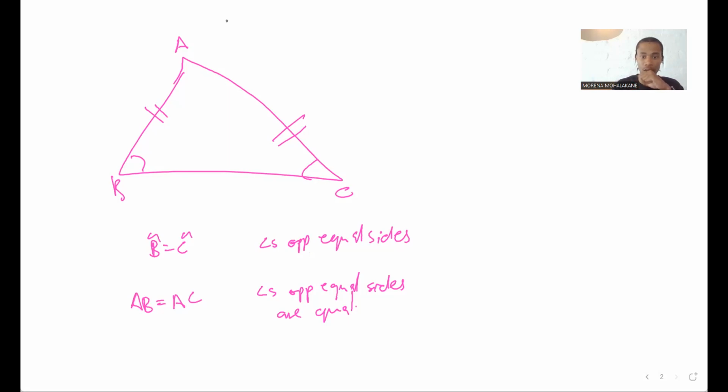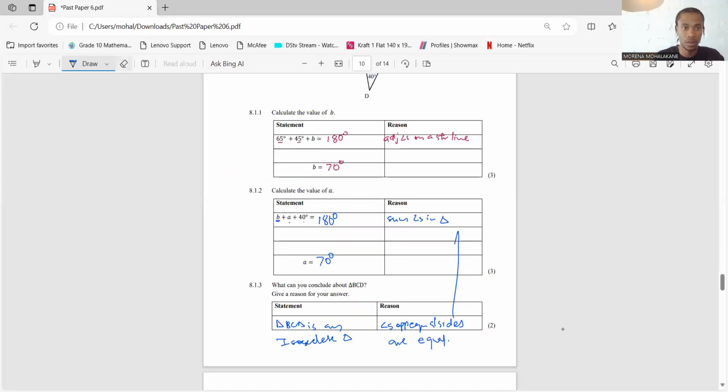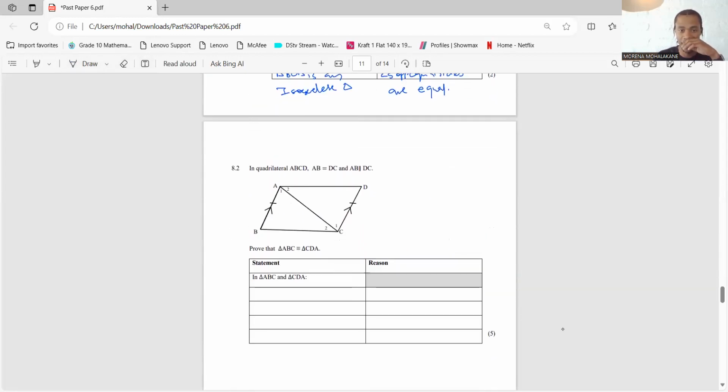And now, let us continue to the next one. You're given a quadrilateral A, B, C, D. AB is equal to BC, and AB is parallel to DC. Now, there's a term for this: presumptuous. Don't be presumptuous and think this is a parallelogram or a rhombus. They didn't say that. They said to you it's a quadrilateral.